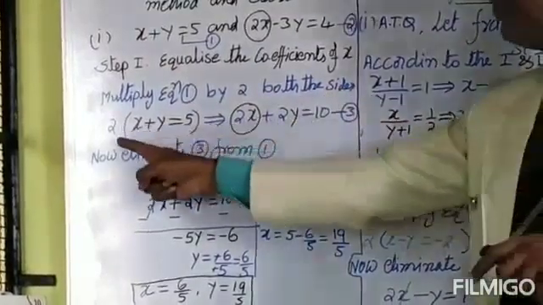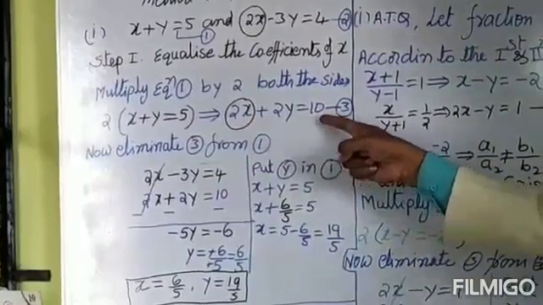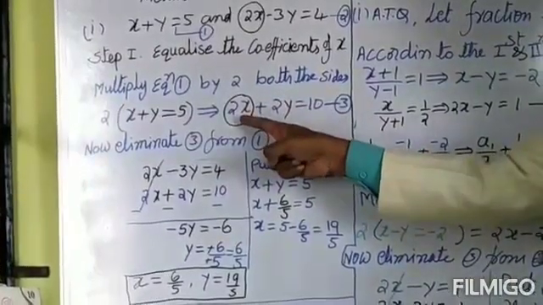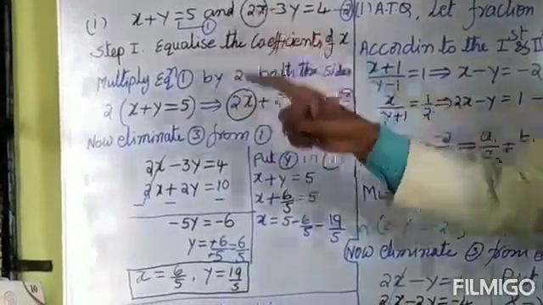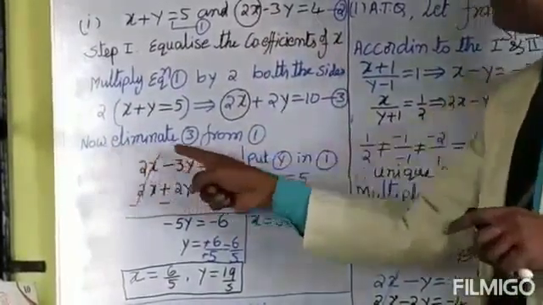So you are getting 2 of equation 1. It becomes 2x plus 2y equal to 10. Now here 2x in this equation, and here also 2x. I mean the coefficients of x are equal. Now we are going to eliminate by subtracting 3 from 1.